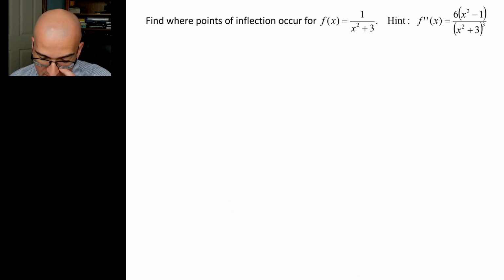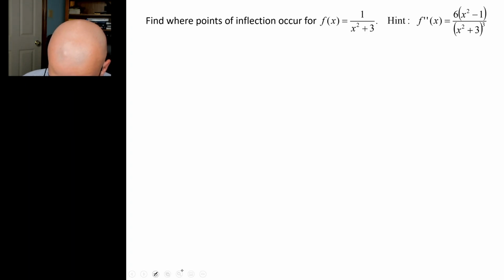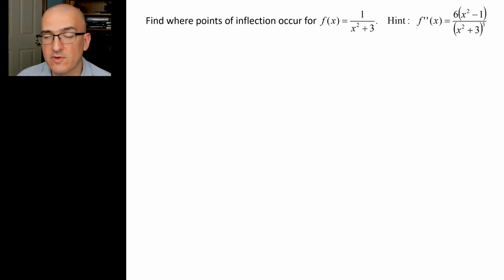Here's a more typical type of problem that you'll potentially see on an exam or a quiz. Find where points of inflection occur for the function f of x equals 1 over x squared plus 3. And there's a hint. The hint is, here's the second derivative in a beautiful, almost fully simplified form.